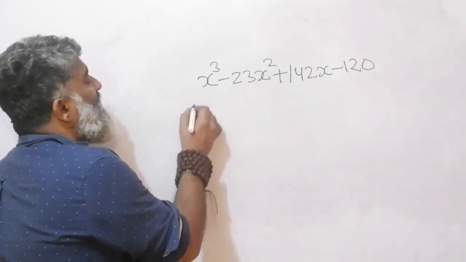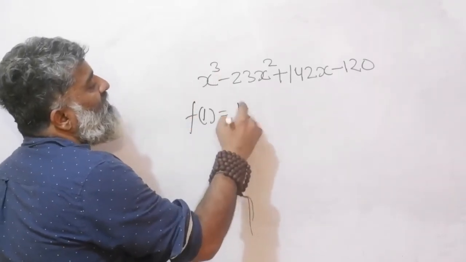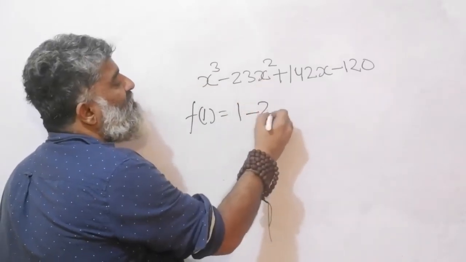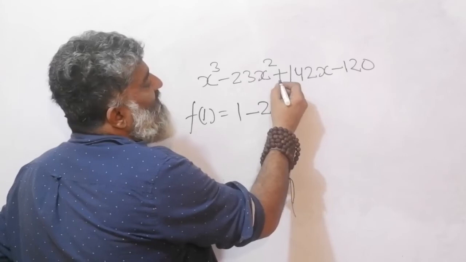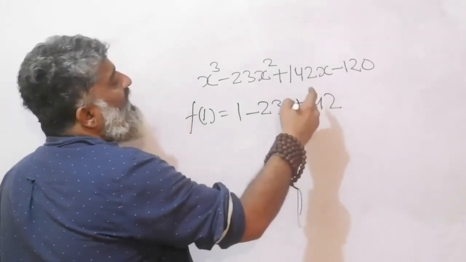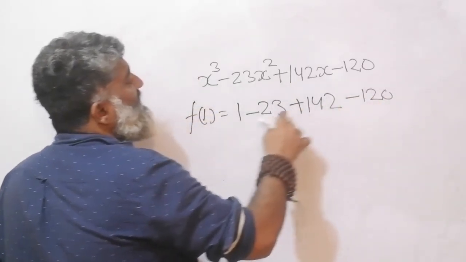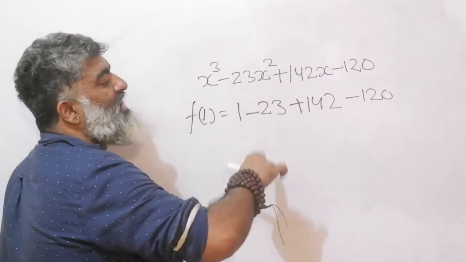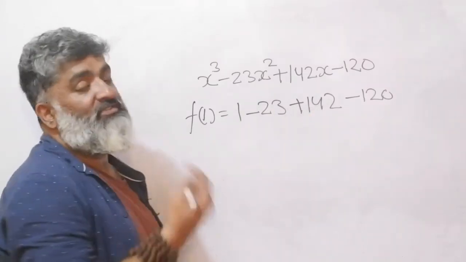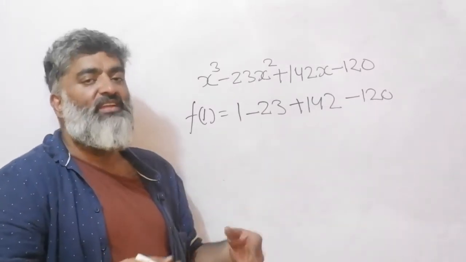So let's try it out. Let's try finding f(1) as such. So 1 cube is going to be 1. 1 minus 23 into x square, which is 1 only, it will be 1 minus 23. I will have a plus 142 into 1, which is nothing but a 142 only, and I have a minus 120. Minus 120 minus 23 will give me a minus 143, and a 142 plus 1 will give me a plus 143. Oh wow, it's not oh wow, because the question has been designed to make it easy to get to the answer.